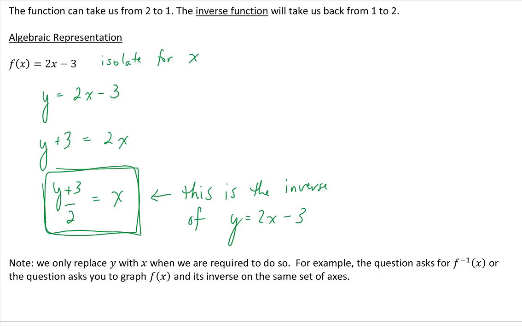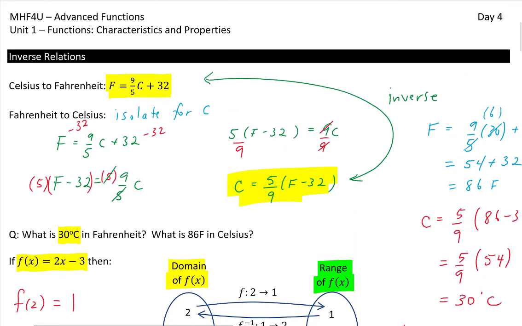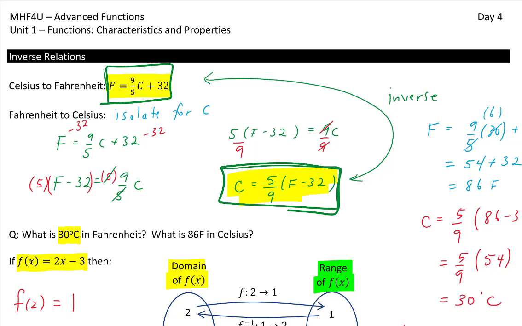Now in a lot of books they switch the x and the y, but that doesn't make sense. We don't switch it unless there's a reason for it to be switched. If it asks for the inverse, this is the inverse. Let's go back to our first example. Again, look at the two formulas that we have. We have this one here and this one here. I'm not switching the Celsius and Fahrenheit. I'm keeping them where they're located.